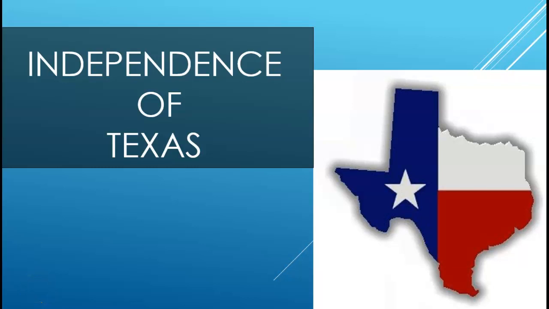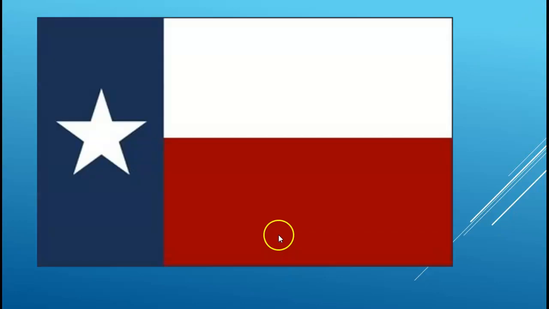Section 12.2, the independence of Texas. So we move on from Oregon country into the Lone Star State, the Lone Star Republic. So here we have that very iconic shape of the state of Texas. And so we'll just look at a few maps here. The flag of Texas, which is very identifiable, especially to people from Texas.